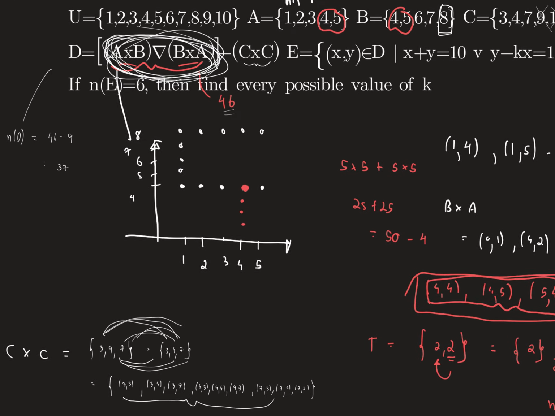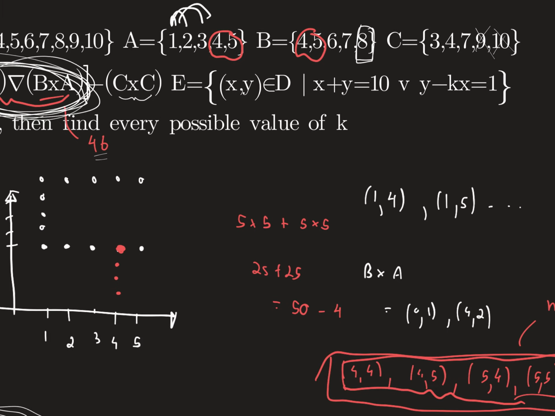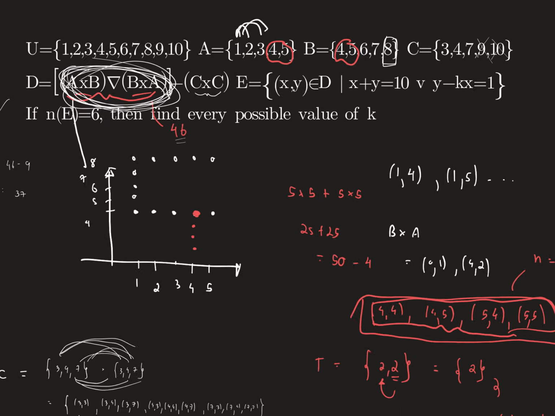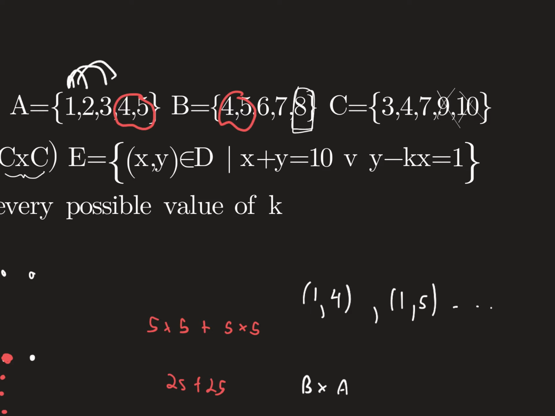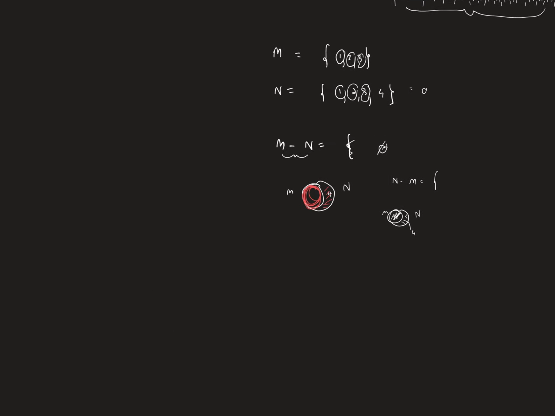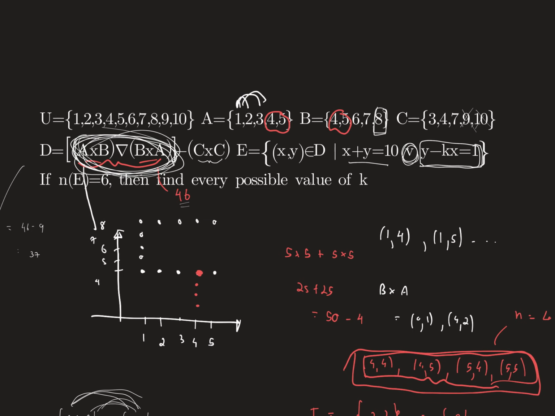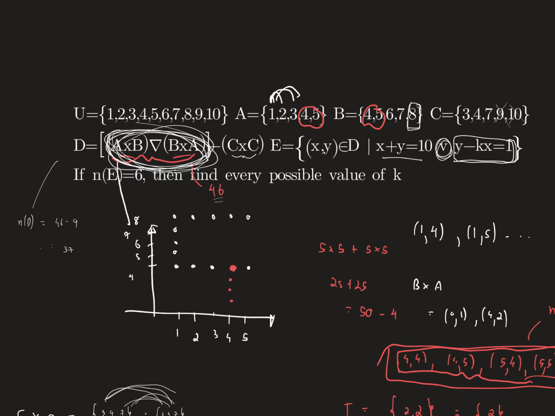Let's look at D. So D is any x, y ordered pairs which are in D, where x plus y equals n, or y minus kx equals 1. If it is true in one case, then it is fine, because the sign here is union. So what we're going to do next is deal with the set E: x plus y equals 10 or y minus kx equals 1. Find every possible value of k.